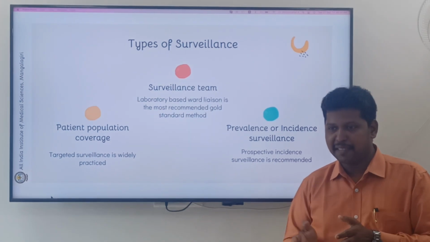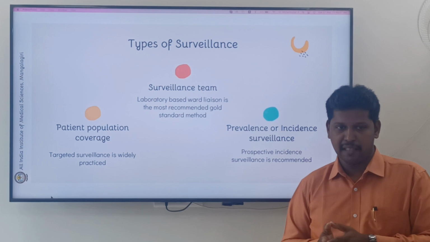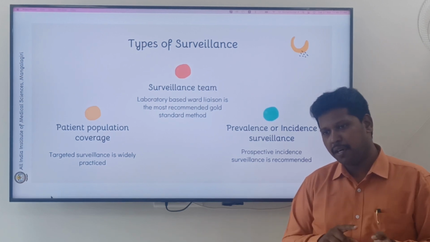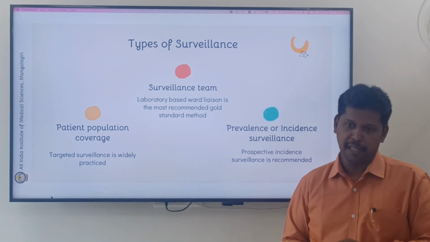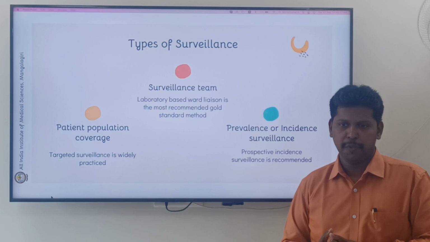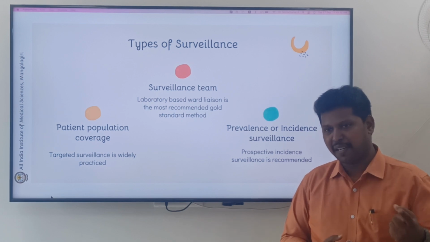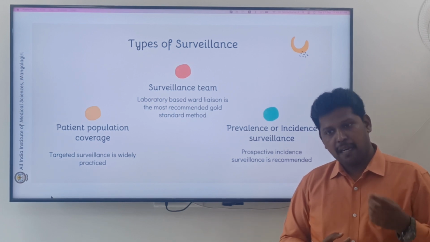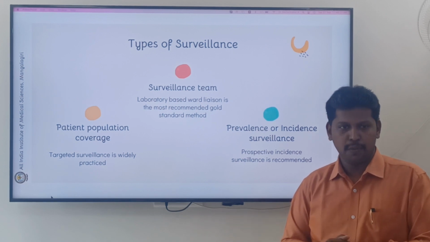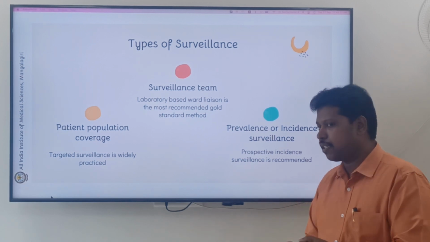So the ICN, infection control nurses, should be specifically appointed in the hospital, and they should be in liaison with the ward as well as the laboratory. Whenever a positive case comes in the laboratory, they should be able to pick up those cases, and whenever an infection is suspected in a clinical patient, they also have to pick that patient up, and they should correlate these two findings to report the HAI infection.